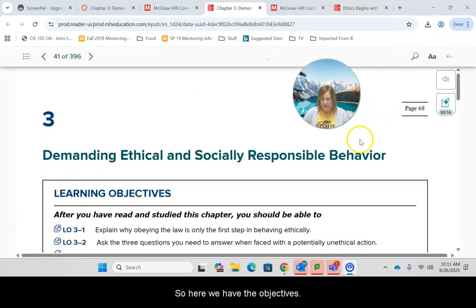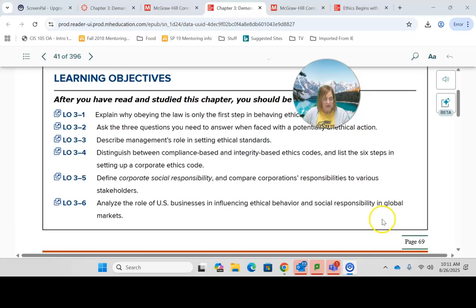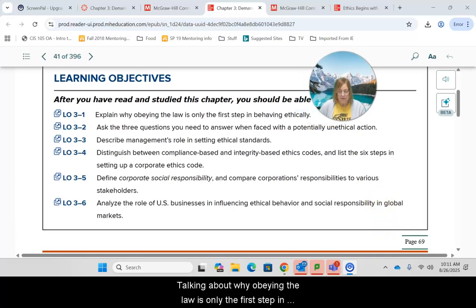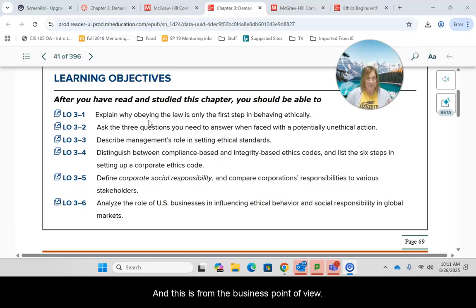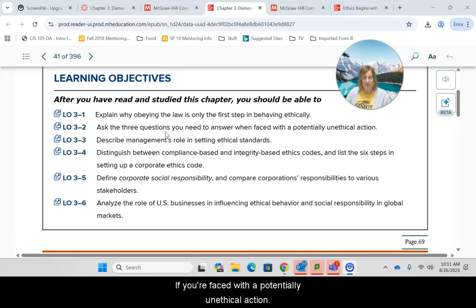So here we have the objectives, talking about why obeying the law is only the first step in behaving ethically. And this is from the business point of view. There are 3 questions that you need to answer if you're faced with a potentially unethical action. What are the management roles? What is the difference between compliance-based and integrity-based ethics codes? And there are 6 steps to set up a corporate ethics code. What are those 6 steps?